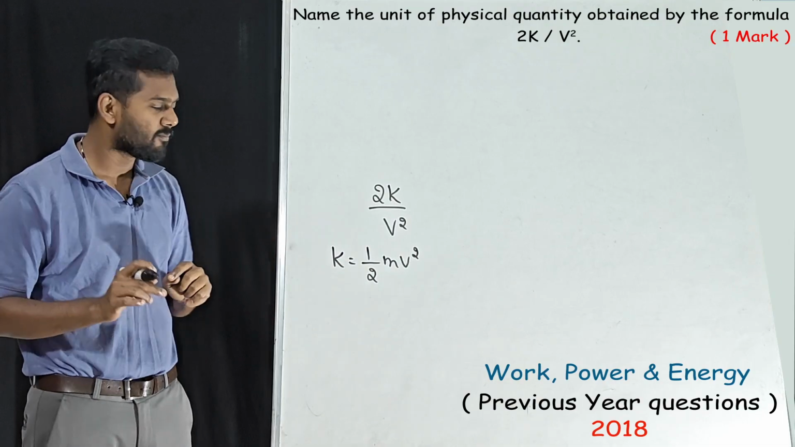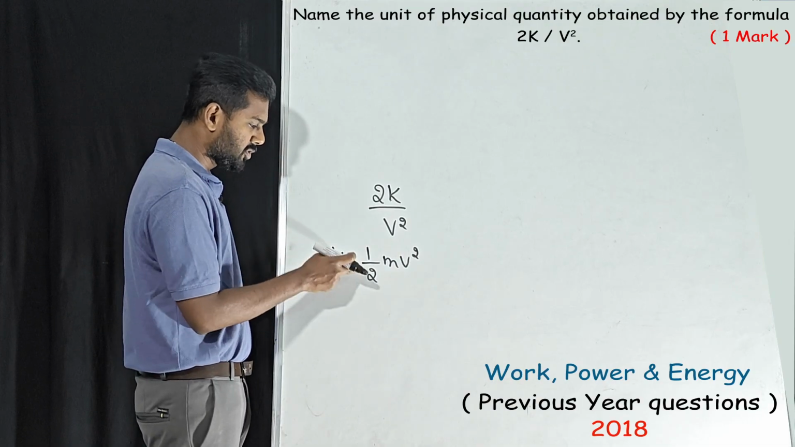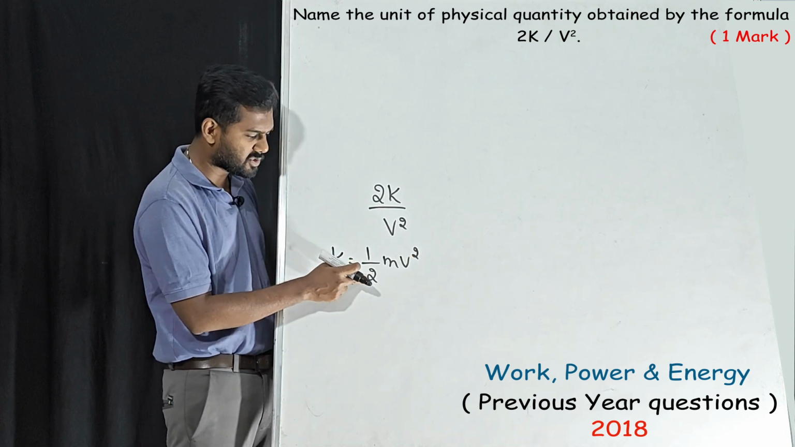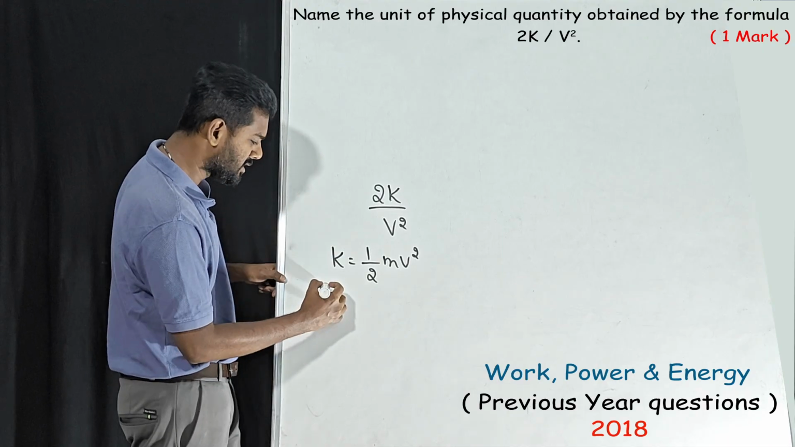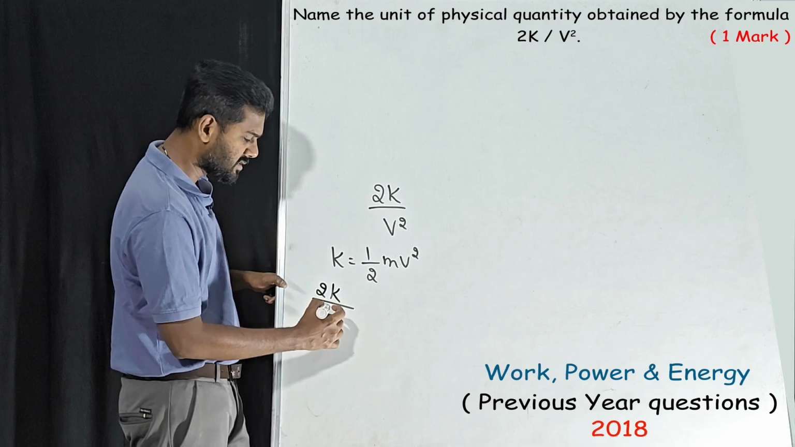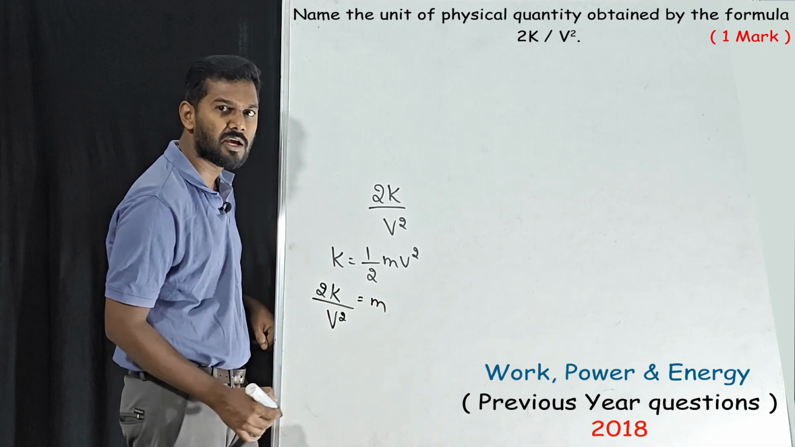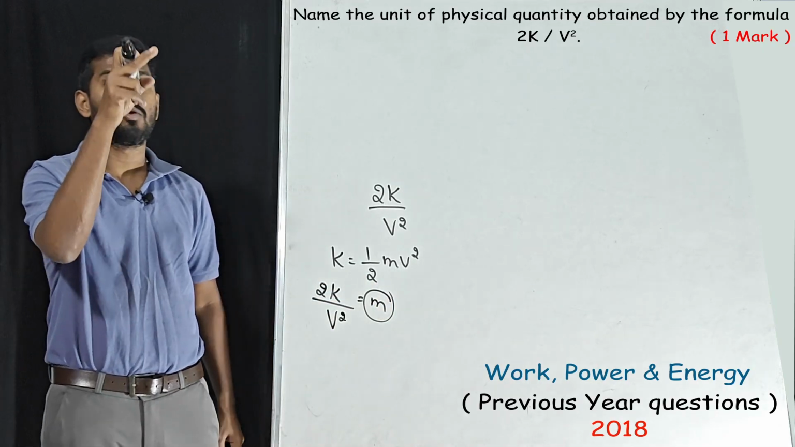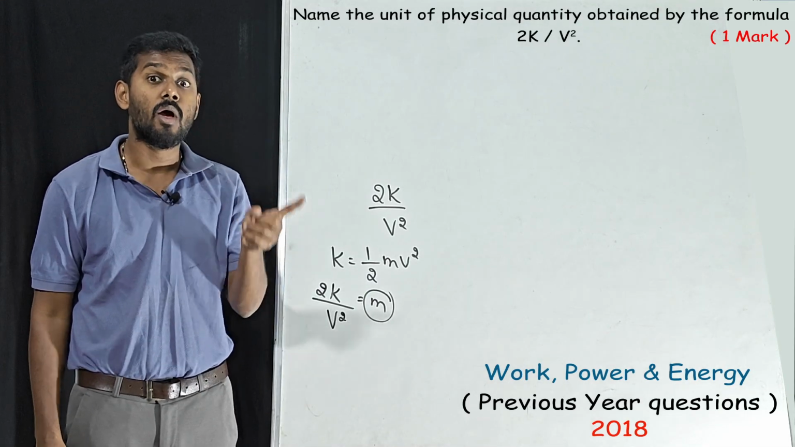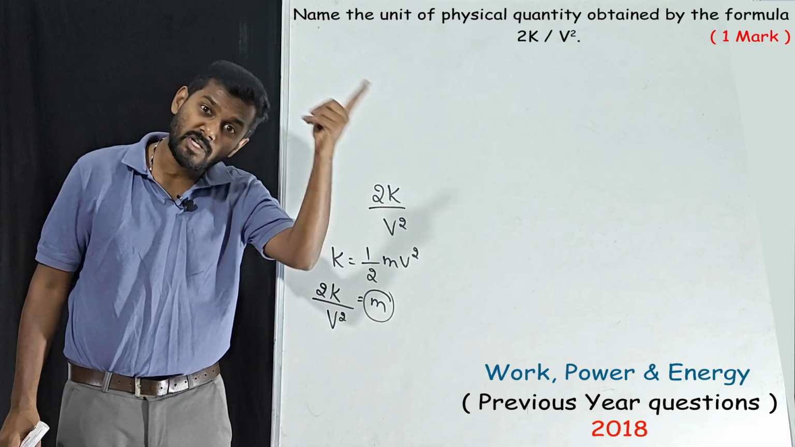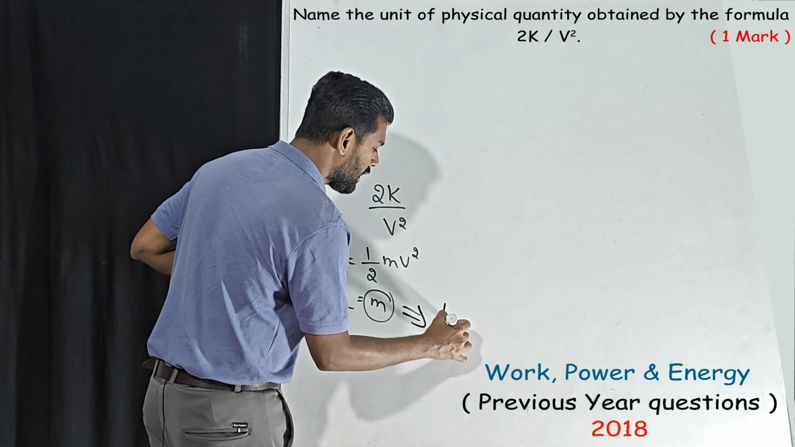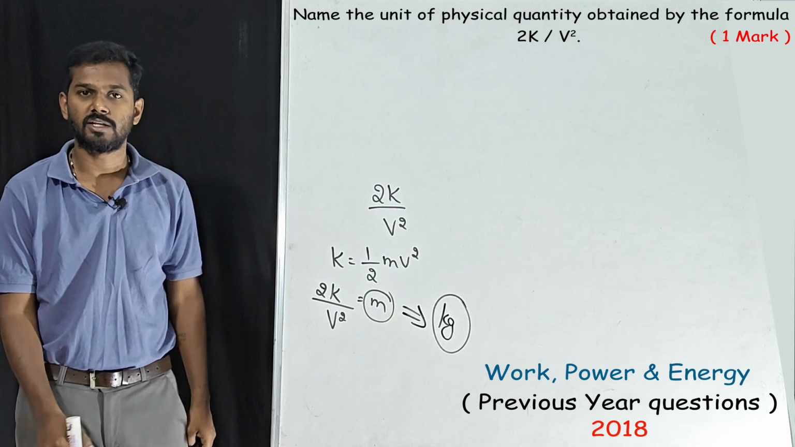First you have to get the formula. Next, what do we have? We have 2, we have K, we have v square, correct? I will move this to this side, and that becomes 2K. Then I'll move v square to the LHS, and that becomes v square. So what is remaining here? Mass. So mass is the physical quantity we are looking for. But are they asking to name the physical quantity? No, they are again twisting the question: name the unit of this physical quantity. What is the unit of this physical quantity? That is kg. So the answer for this question is kg.